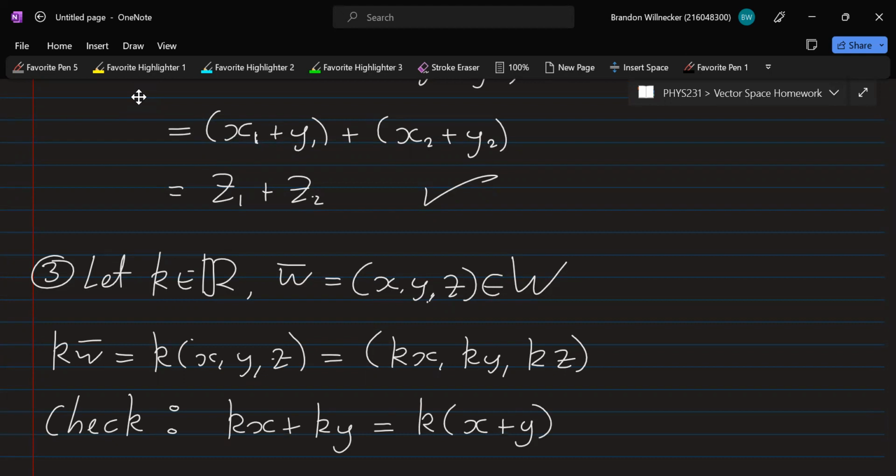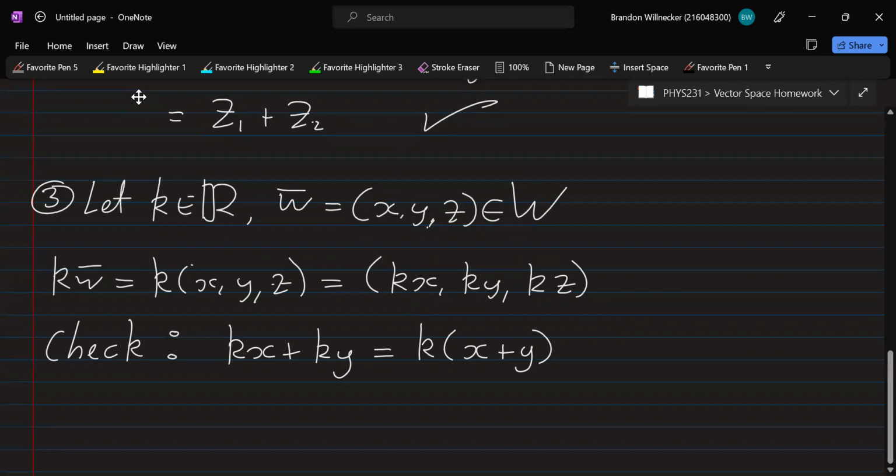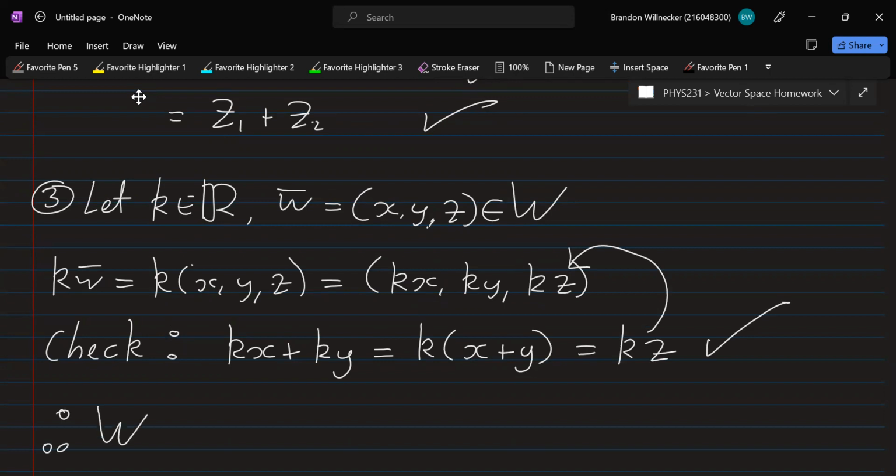But since this w was from the set W, it has that rule that the first element plus the second is the third. So x plus y in this case is going to be z. So this is kz, which is indeed the third element. So that's checked. Therefore, W is a subspace of R3.